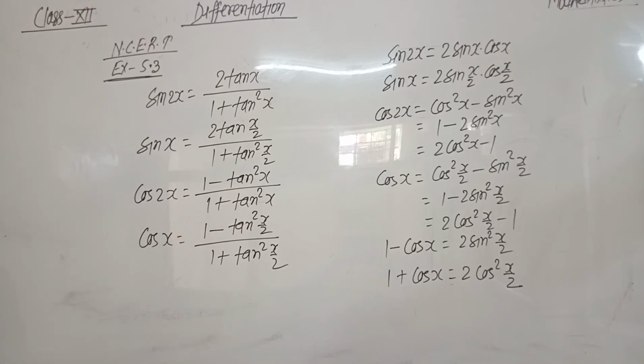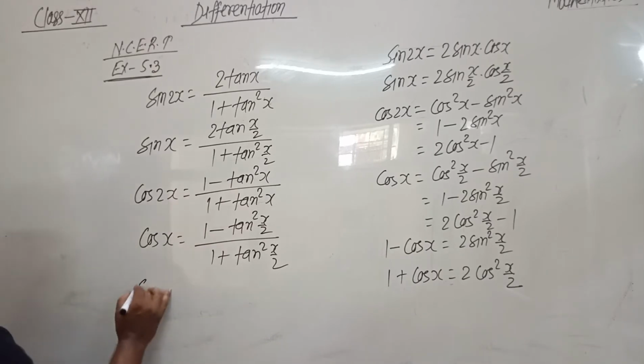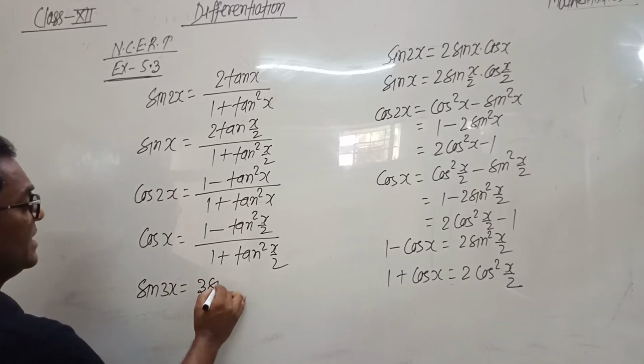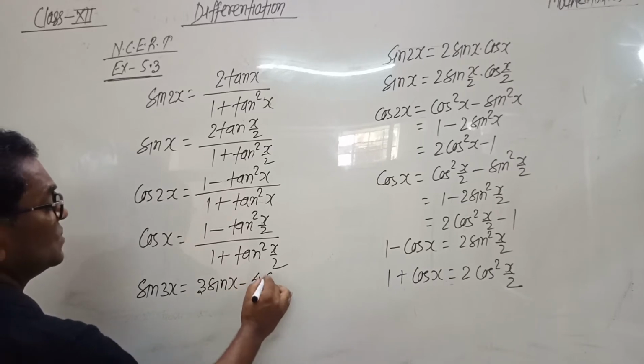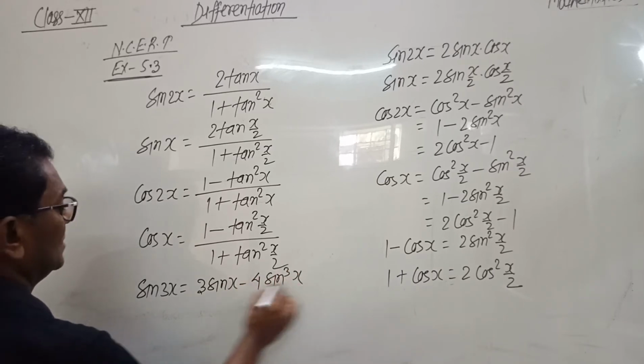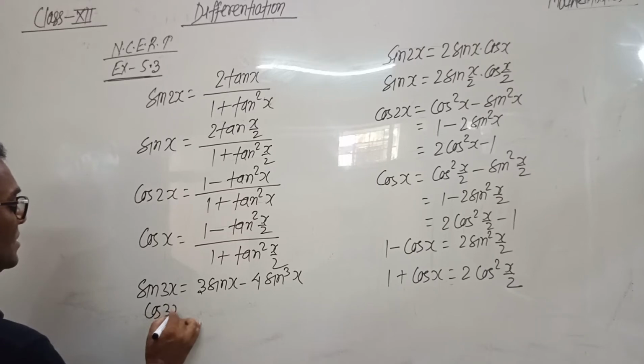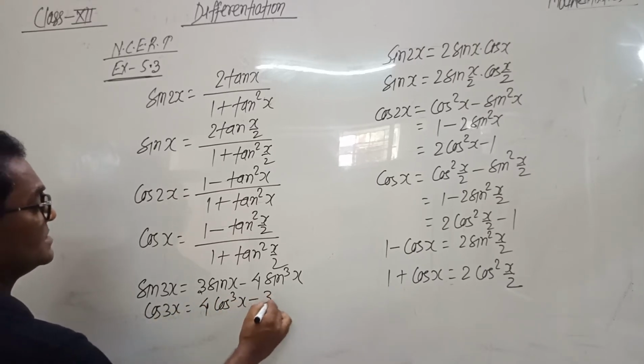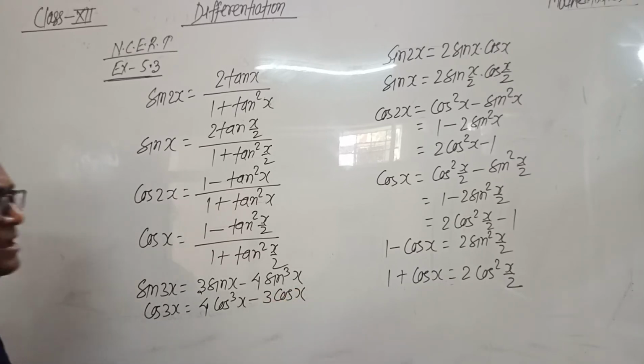Then sin 3x equals 3 sin x minus 4 sin cube x. Cos 3x equals 4 cos cube x minus 3 cos x. The formula for cos 3x is 4 cos cube x minus 3 cos x. Next, the formula for tan 3x.